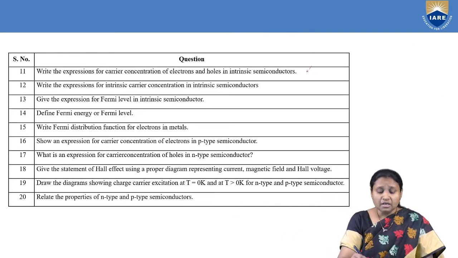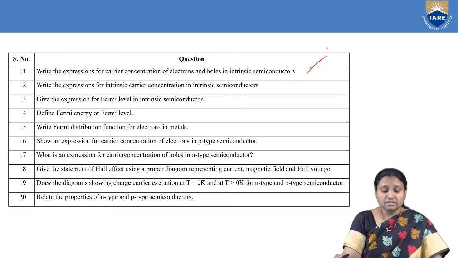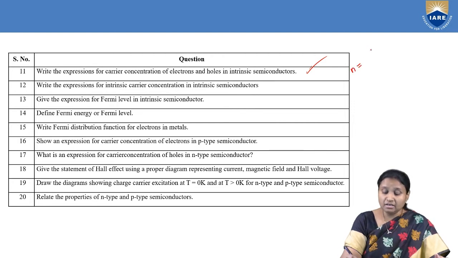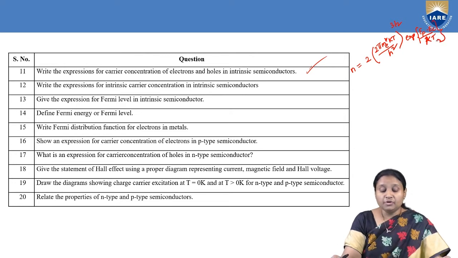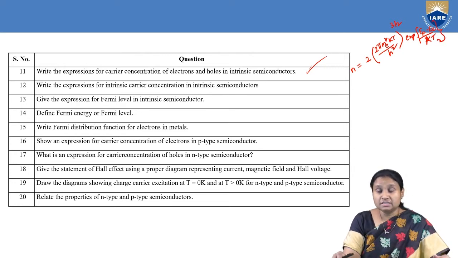The next one: write the expressions for carrier concentration of electrons and holes in intrinsic semiconductor. So carrier concentration, if you consider concentration of electrons, it is given by the symbol n, and coming to its formula, it is given by 2 into (2 pi me star kT by h square) whole to the power of 3 by 2 exponential (EF minus EC) by kT. So this is the formula for the number of electrons in the conduction band of intrinsic semiconductor.